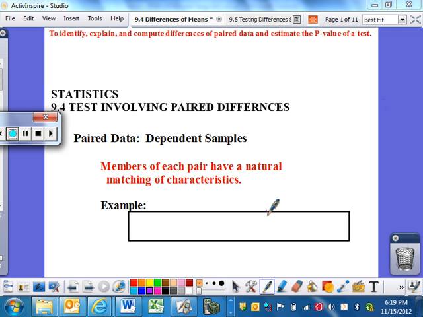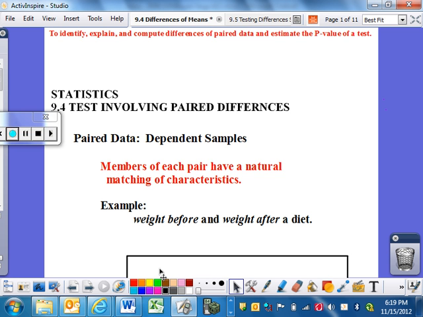So 9.4 is going to involve dependent samples, so they are kind of talking about the same thing. They're dependent upon each other. And then 9.5 is the big one, the long one, where we're going to end up having different independent samples. So what's a dependent sample? Hopefully we all know by now. Members of the pairs have a natural matching characteristic.